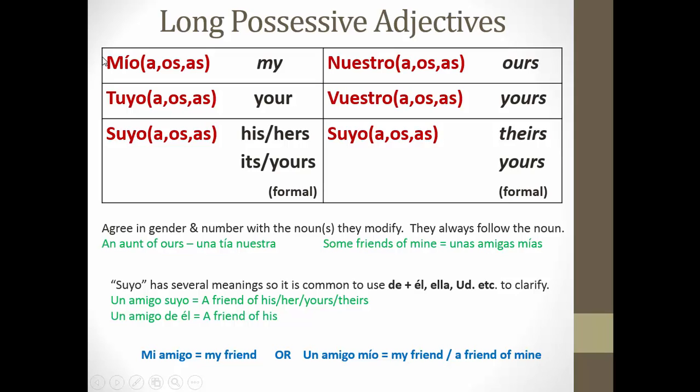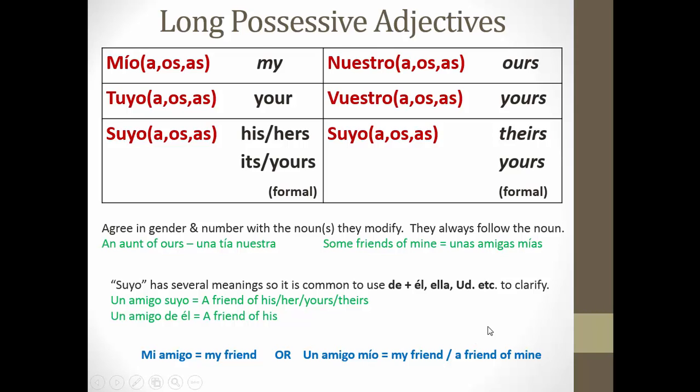It's common to see these long possessive adjectives translate to say of mine, of yours, of theirs, of hers, which is not an overly common structure in English. So which one should you pick when in doubt? Well, it's more common to use those short possessive adjectives, what you've been doing from Spanish 1. But you will see them, un amigo mío, a friend of mine, that's completely understood.